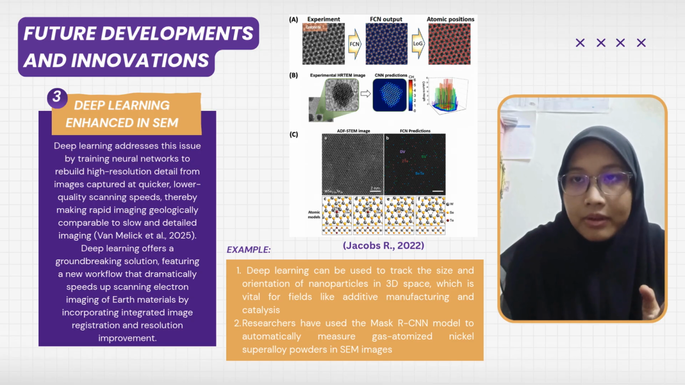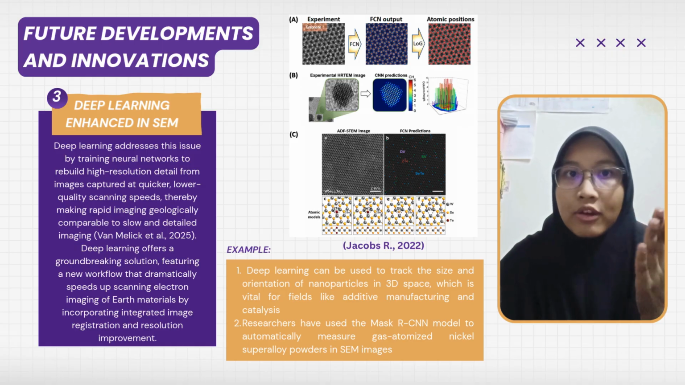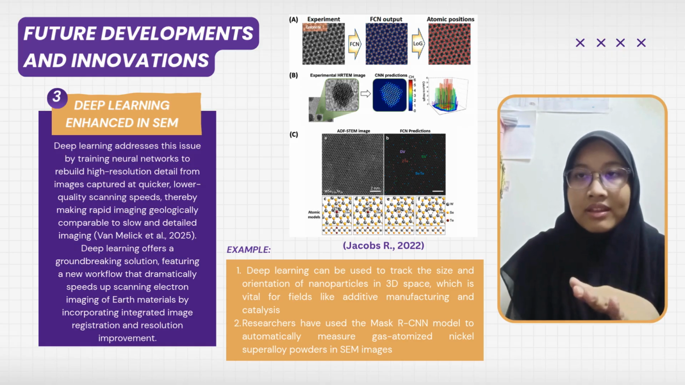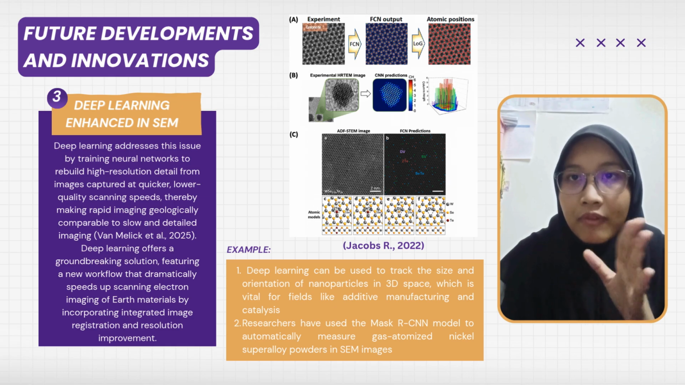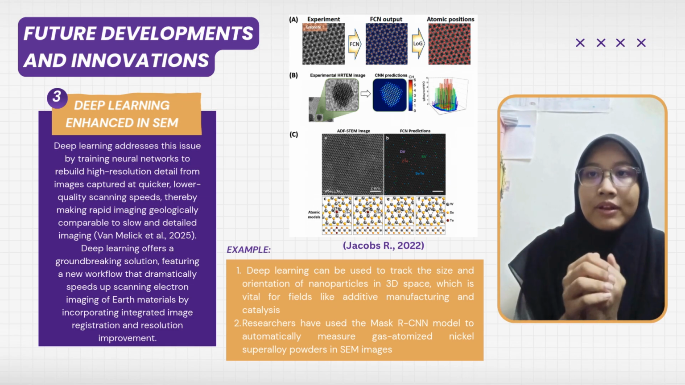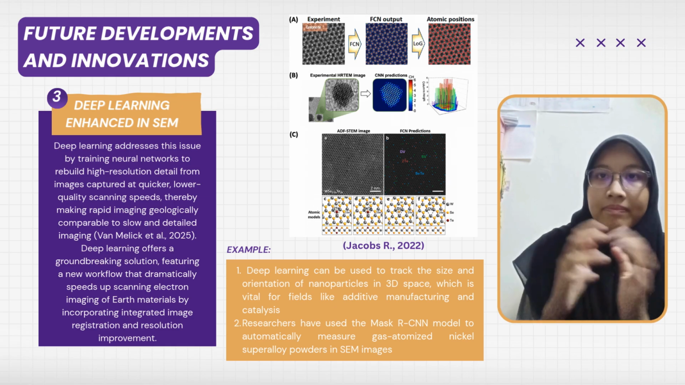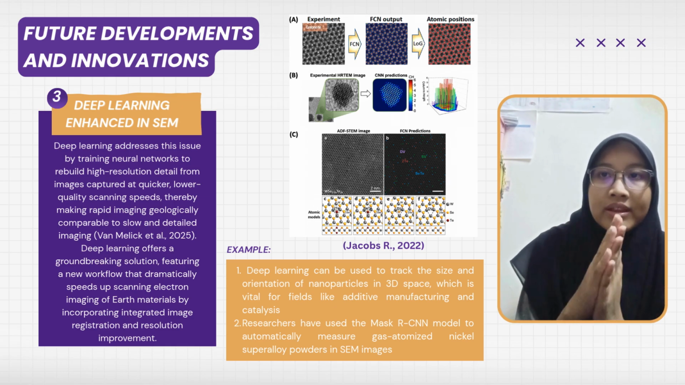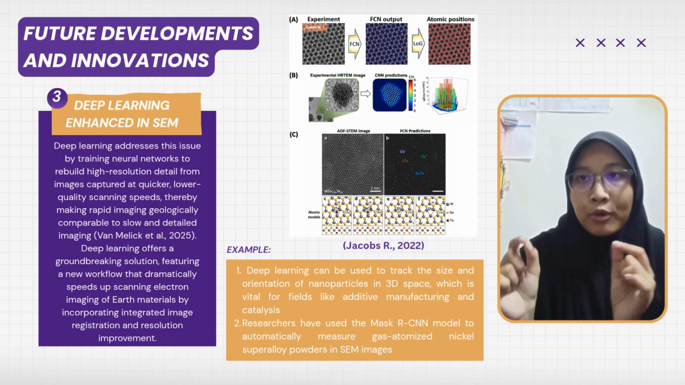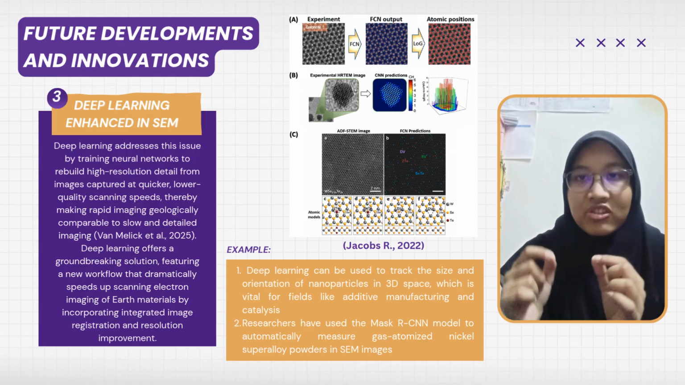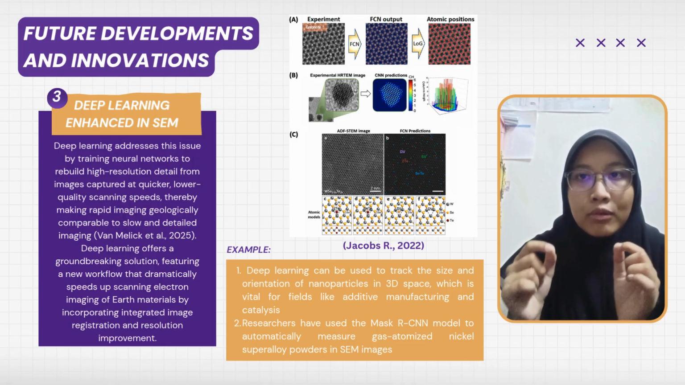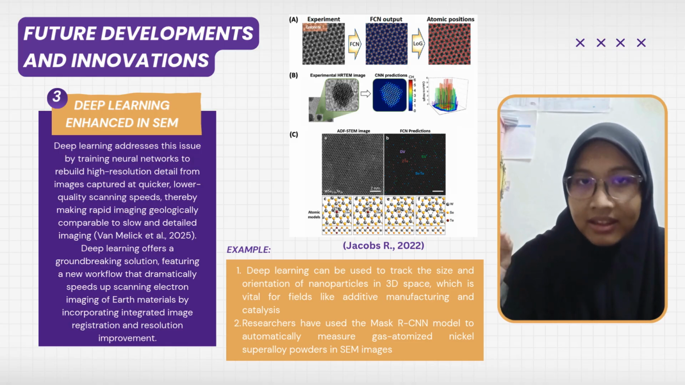So some examples of deep learning can be used to track the size and orientation of nanoparticles in 3D space, which is vital for fields like additive manufacturing and catalysis. Researchers have used the Mask R-CNN model to automatically measure gas atomized nickel superalloy powders in SEM images.